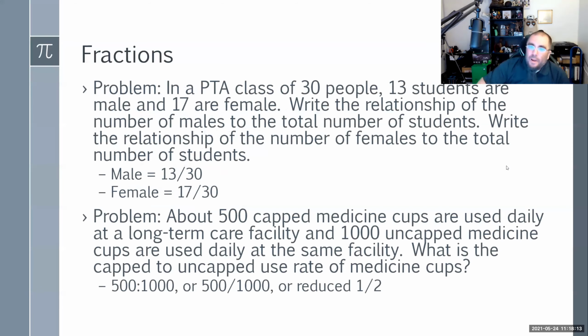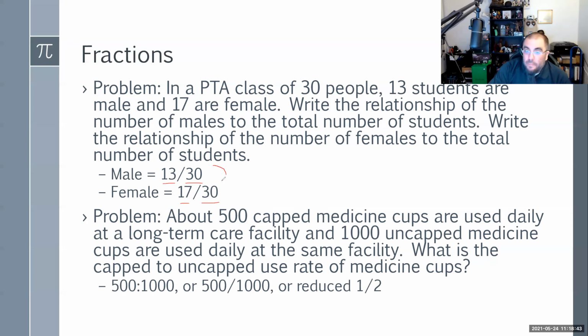So here we have a problem. In a PTA class of 30 people, 13 students are male, 17 are female. If we want to write the relationship of the number of male students to the number of female students, we're going to convert them to fractions, right? In this case, we have 13 male, so 13 male over a total class size of 30. Females, 17 over 30. So that helps you kind of identify this.